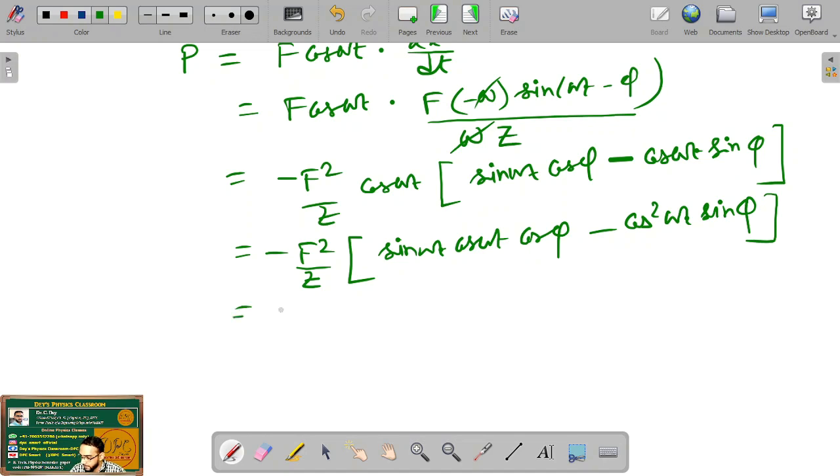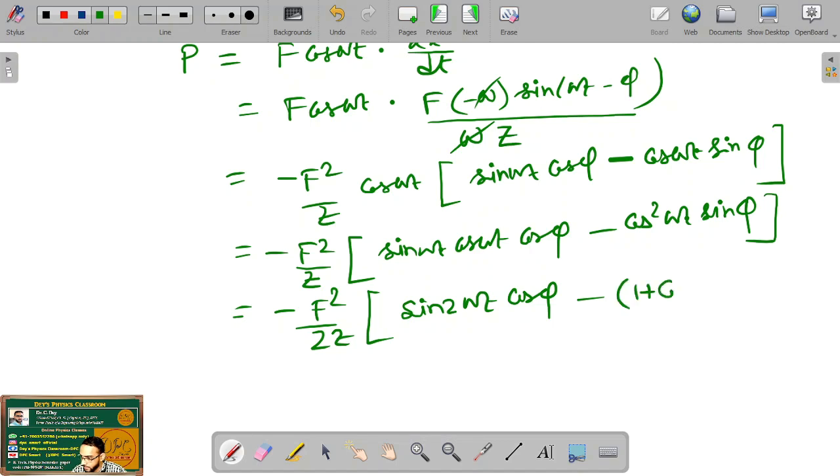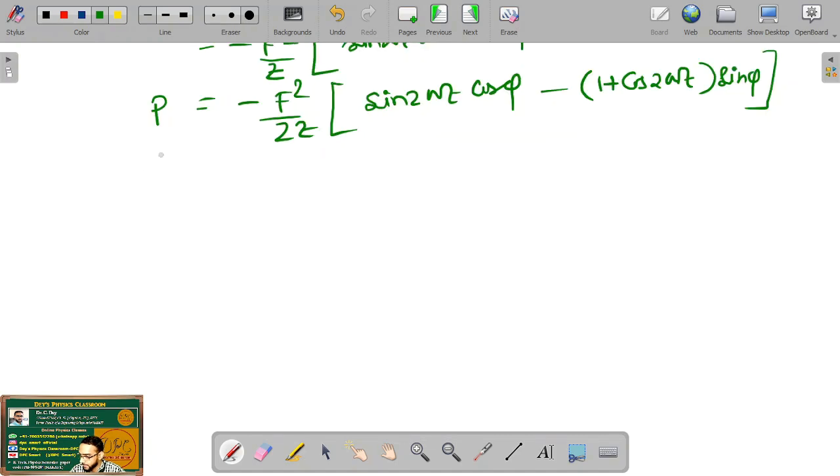or if we take half common, then F²/2Z in bracket, 2 sin ωt cos ωt, meaning sin 2ωt cos φ, minus, after taking half common, 2 cos² ωt, that means (1 + cos 2ωt) into sin φ. So this is the expression for power.